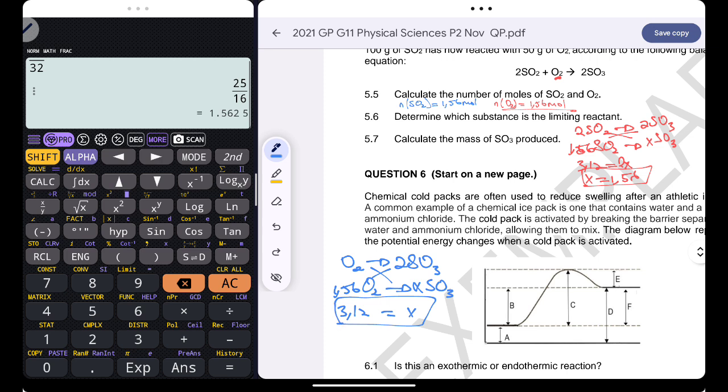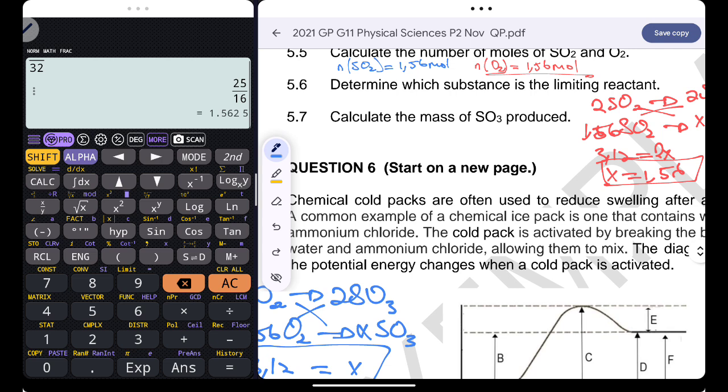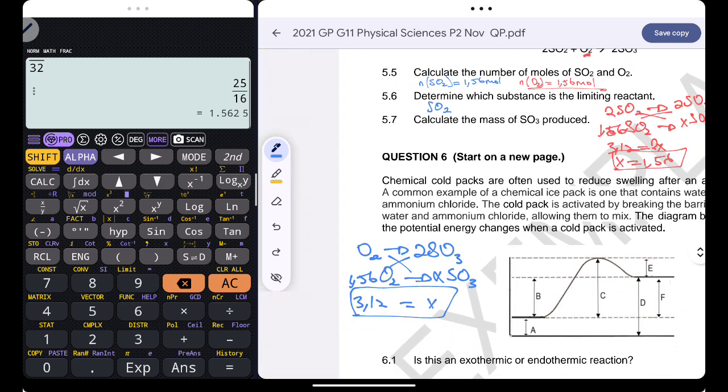We can both see that oxygen will give me a huge amount of sulfur trioxide, but sulfur dioxide will give me the smallest amount of sulfur trioxide. So in this case, sulfur dioxide is my limiting reagent. Are you together? Okay, now they want me to calculate the mass of the sulfur trioxide produced.